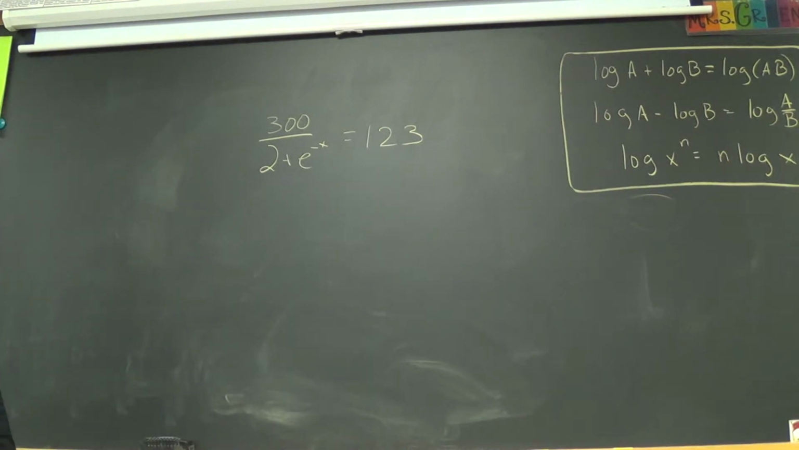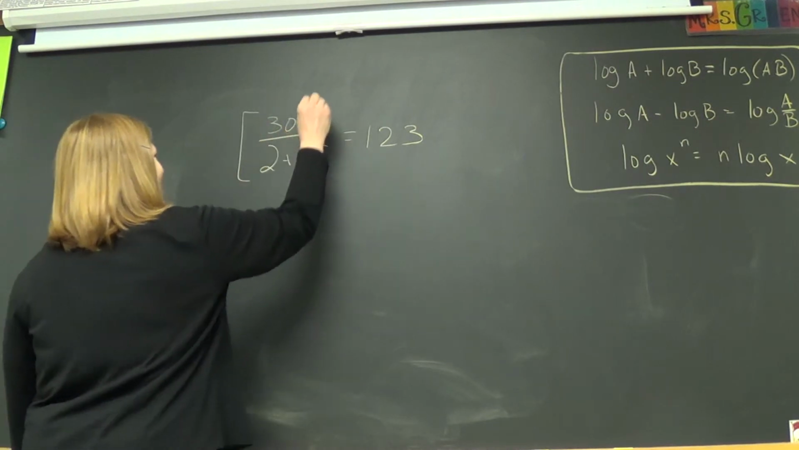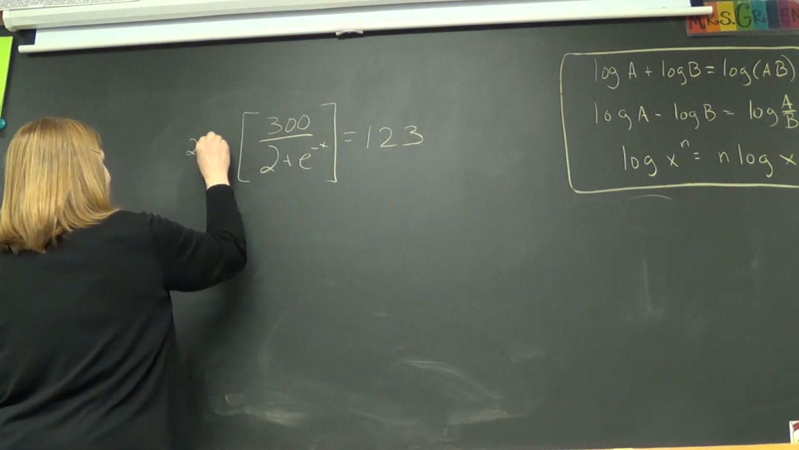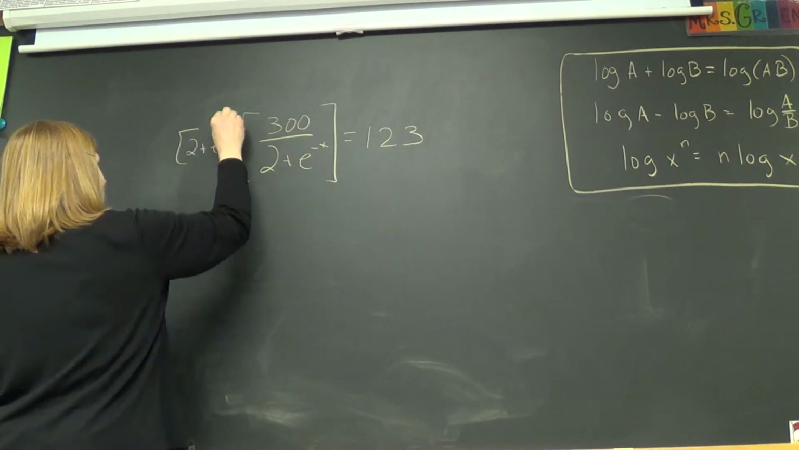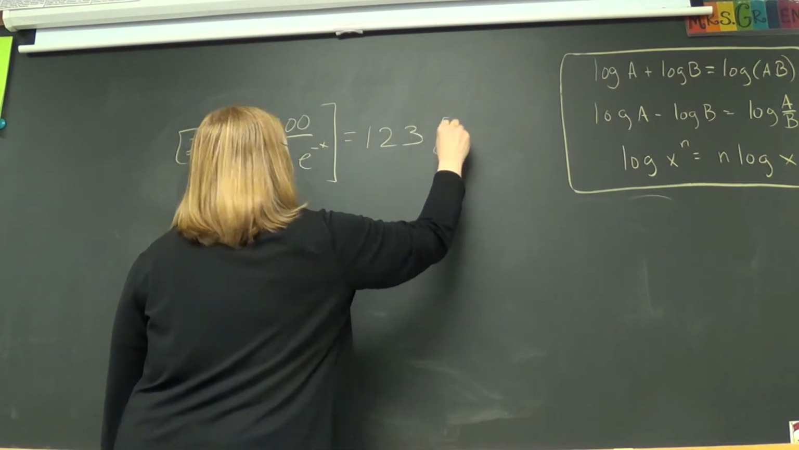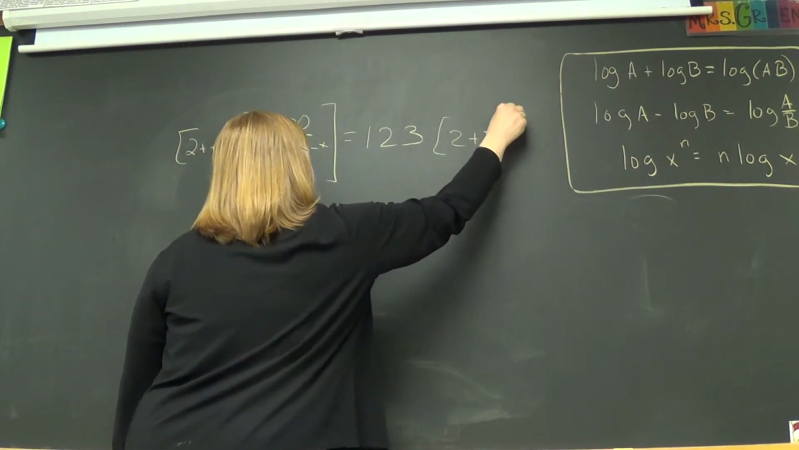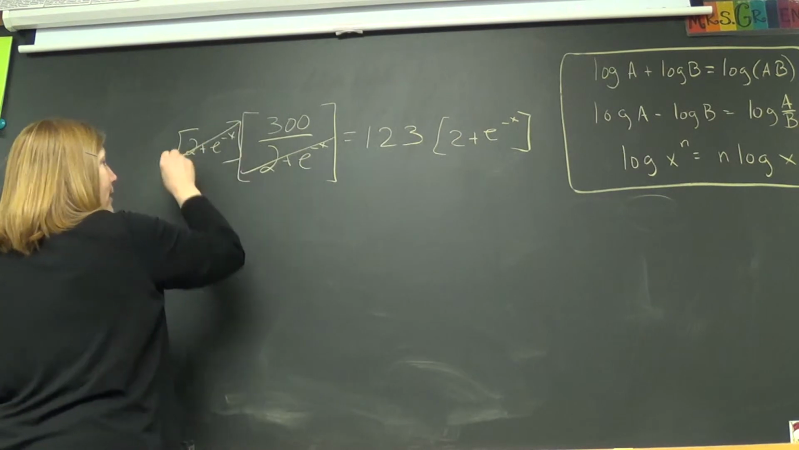All right, this one, the exponent is really hidden. It's in an exponent, but it's in the denominator. We multiply both sides by 2 plus e to the minus x, to get it out. Very good. So 2 plus e to the minus x. You comfortable with that? Hannah, Molly? All right, so that's gone.